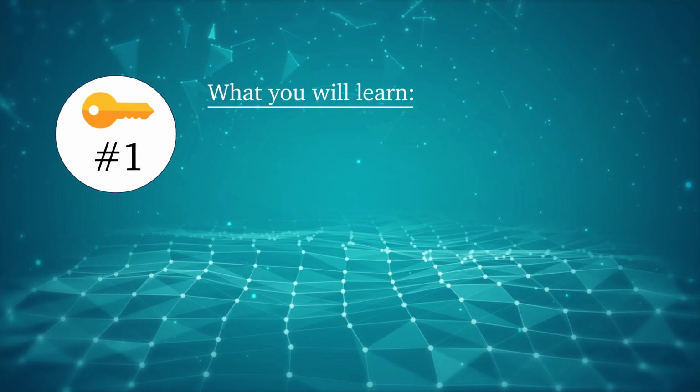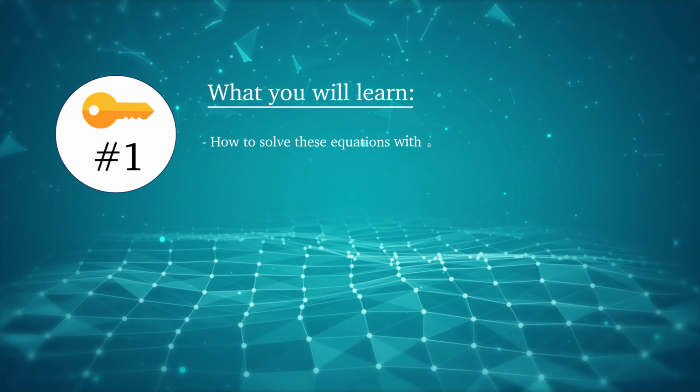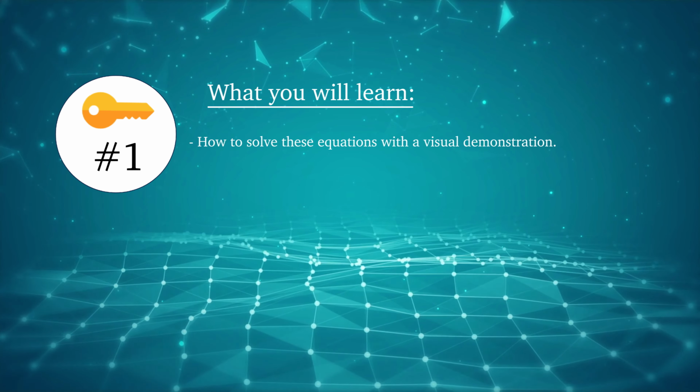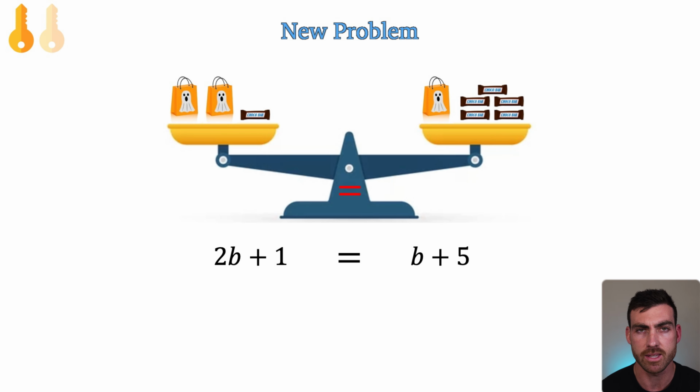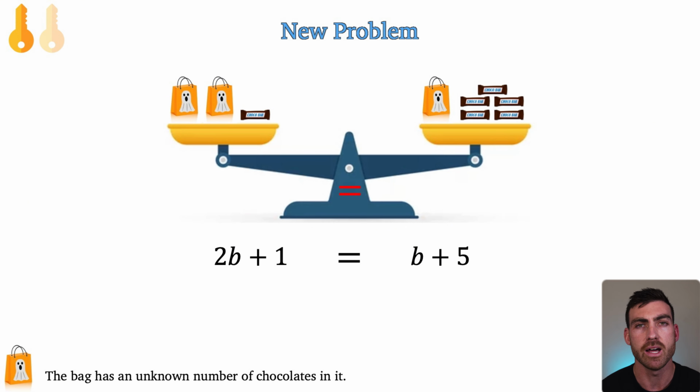In this section, you will learn how to solve these equations with a visual demonstration. Look, we've hit a new kind of challenge. Variables on both sides. The best way to crack this is to picture a perfectly balanced scale. There is an unknown number of chocolates in the Halloween bag. On the left, 2 mystery bags and a single chocolate. On the right, 1 bag and 5 chocolates.